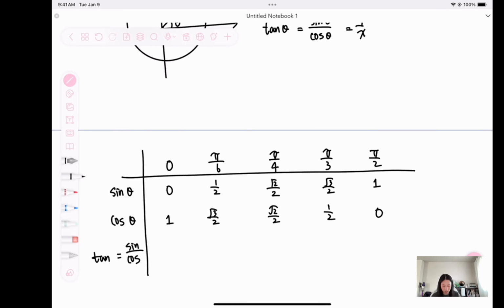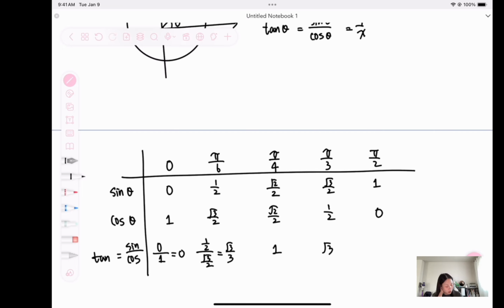Now, let's do this. So tangent of 0 degrees gives us 0 over 1, which is 0. And then tangent of 30 degrees is 1/2 over square root of 3 over 2, which is square root of 3 over 3. You can do this calculation at home. And then the rest of it is going to be 0, square root of 3 over 3, 1, and then square root of 3. It works its way up.